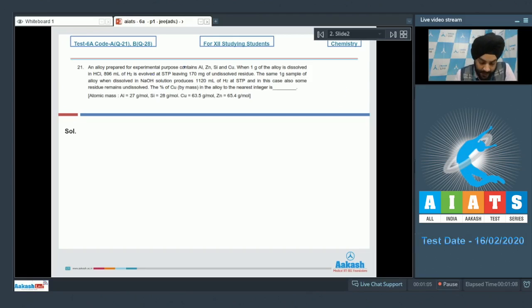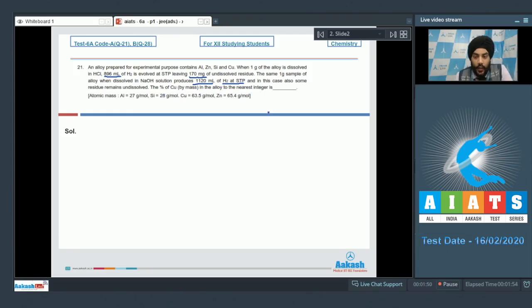An alloy prepared for experimental purpose contains aluminium, zinc, silicon and copper. When 1 gram of the alloy is dissolved in HCl, 896 ml of H2 is evolved at STP, leaving 170 mg of undissolved residue. The same 1 gram sample of alloy is dissolved in NaOH. It produces 1120 ml of H2 at STP, and in this case also some residue remains undissolved. The percentage of copper by mass in the alloy to the nearest integer is.